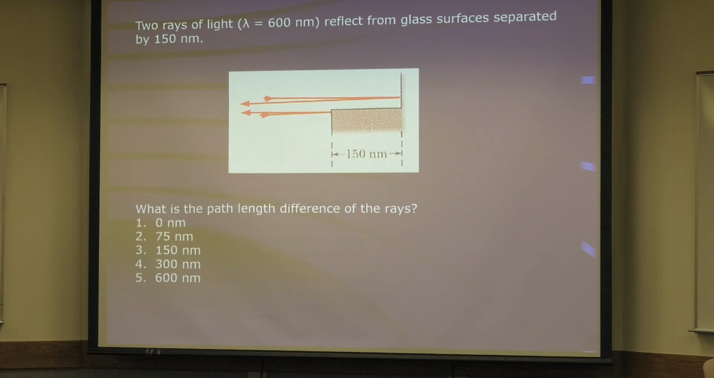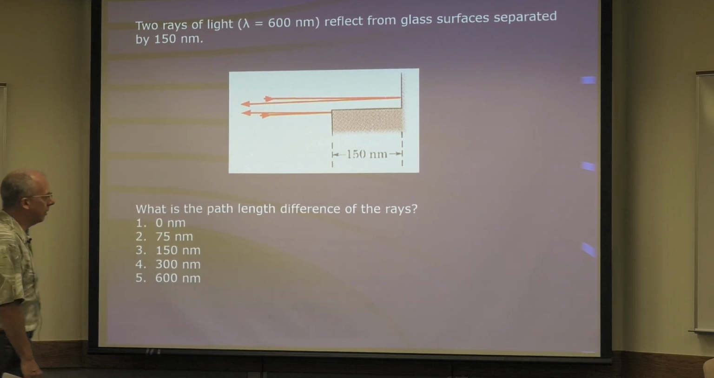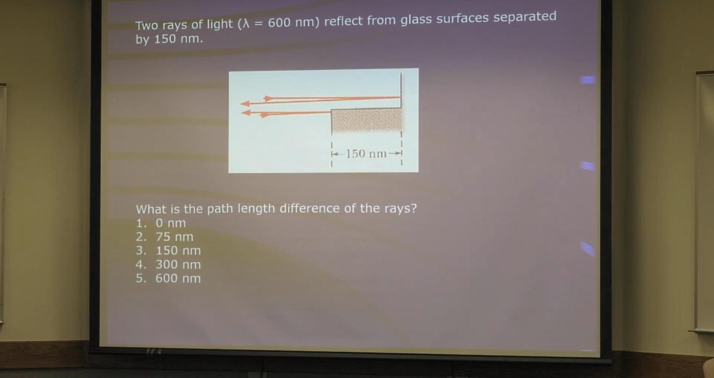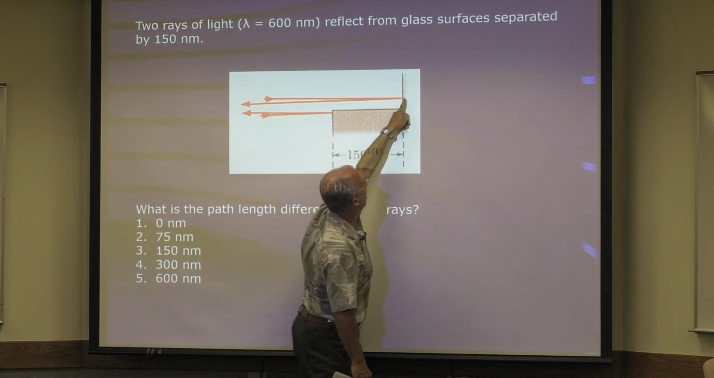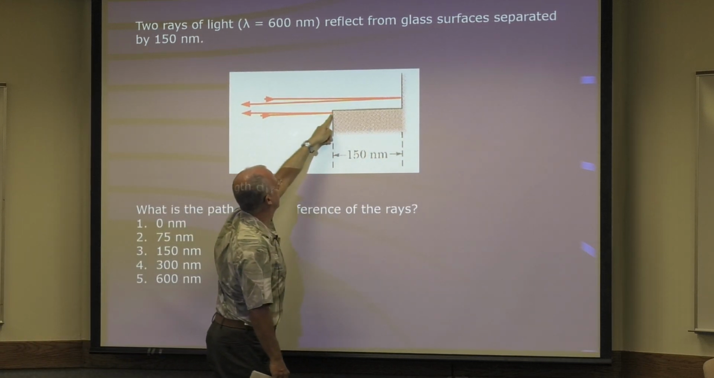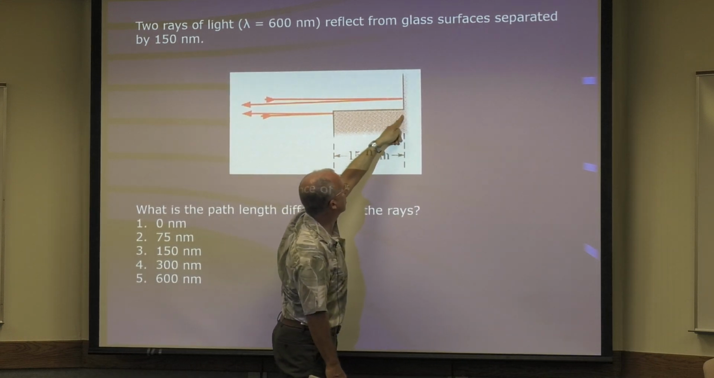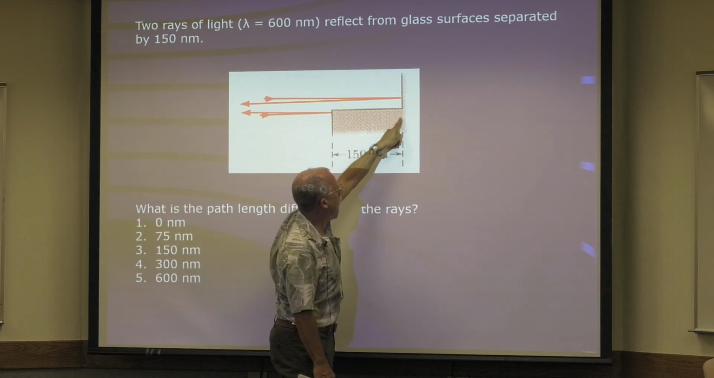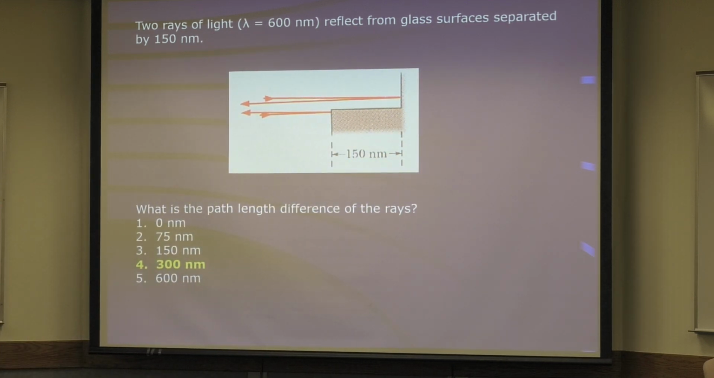And we've seen this before too, right? So what is the path length difference? So pause your videos and figure it out. Okay, so this one travels all the way to there and back. This one just like that, right? So this one travels 150 nanometers this way and then 150 nanometers that way. So the path length difference is 300 nanometers, right?